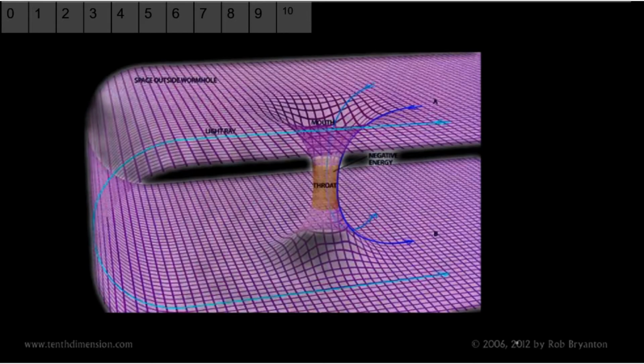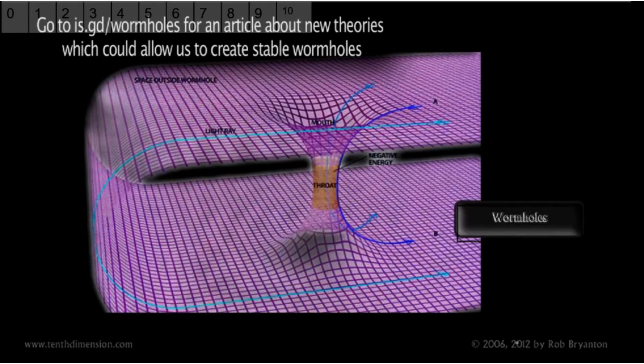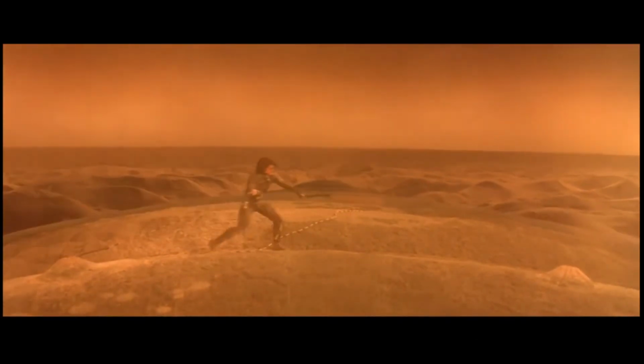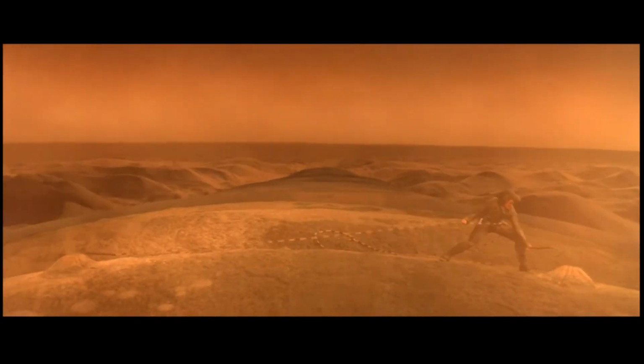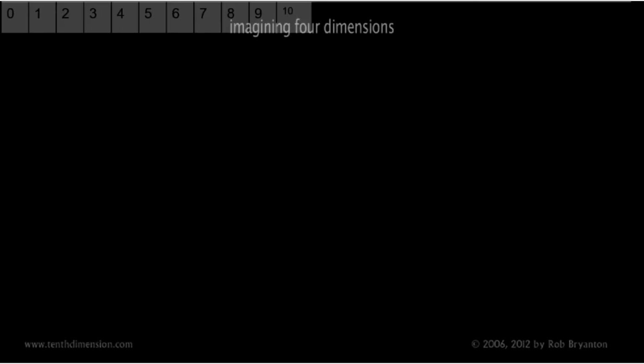To be clear, no matter what dimension you are folding, it provides a way to move instantaneously from one distant position to another. A wormhole is the scientific term for this concept. Now let's look at the fourth dimension.